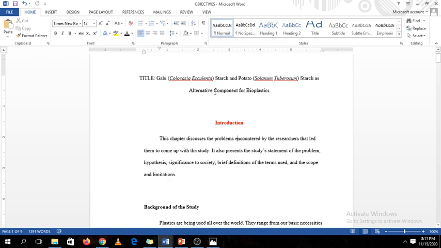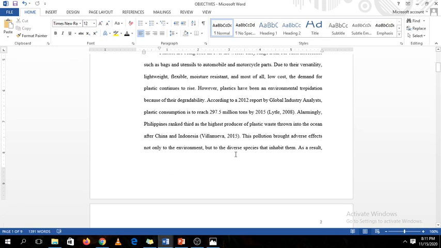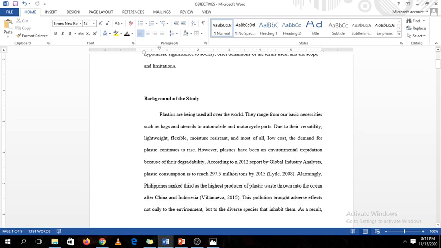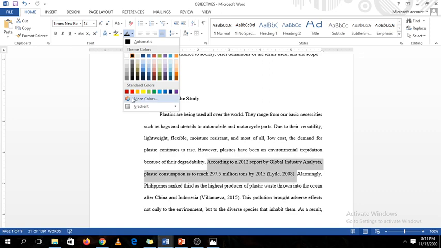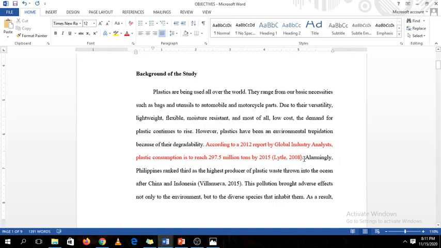So the title of this study is Gabi, Colocasia esculenta starch and Potato, Solanum tuberosum starch, as alternative component for bioplastics. So you have your introduction, of course. What I noticed in your research plans is that number one, you have no statistics cited. Statistics is important because it tries to prove that there is an urgency, a sense of urgency in your problem. Without citation that the problem exists, your study might as well be ignored.